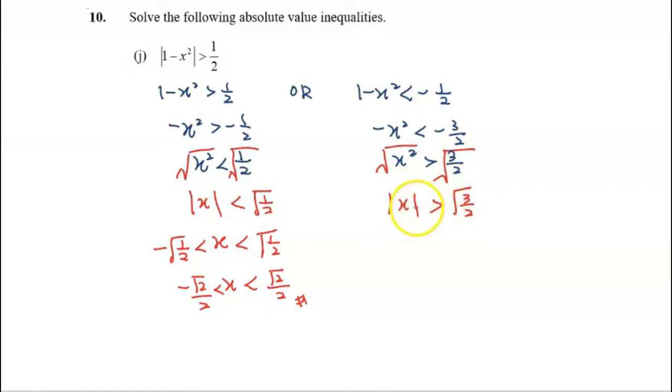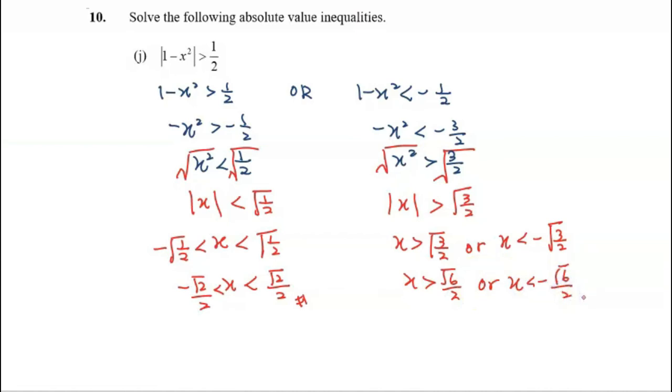Again, use the basic definition to define our modulus, where x will be greater than square root 3 over 2 or x less than negative square root 3 over 2. So rationalize square root 3 over 2, it will be x greater than square root 6 over 2 or x less than negative square root 6 over 2. So this is my right hand side answer. How do I use the definition of OR? OR means I am going to combine my left hand side answer and my right hand side answer by using the method of union.